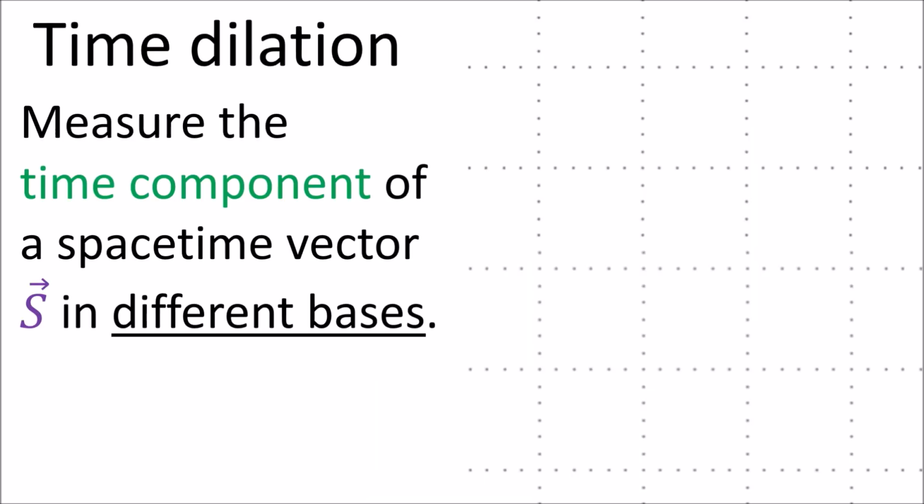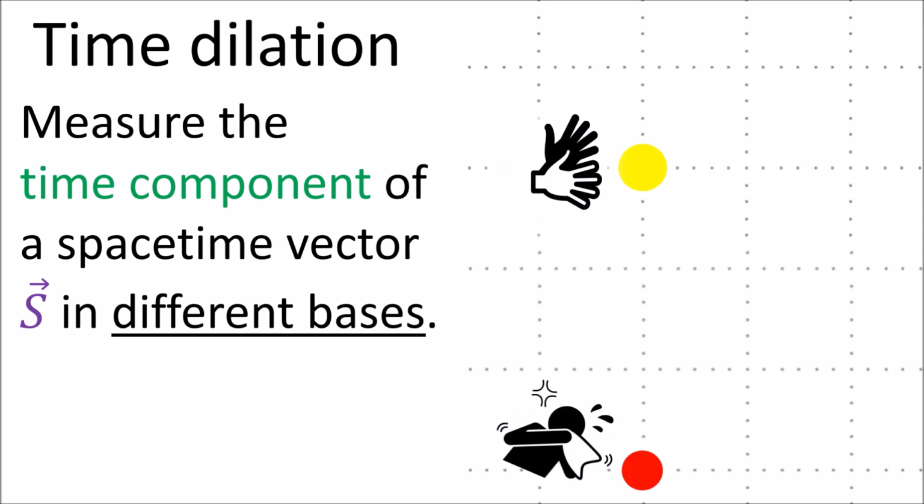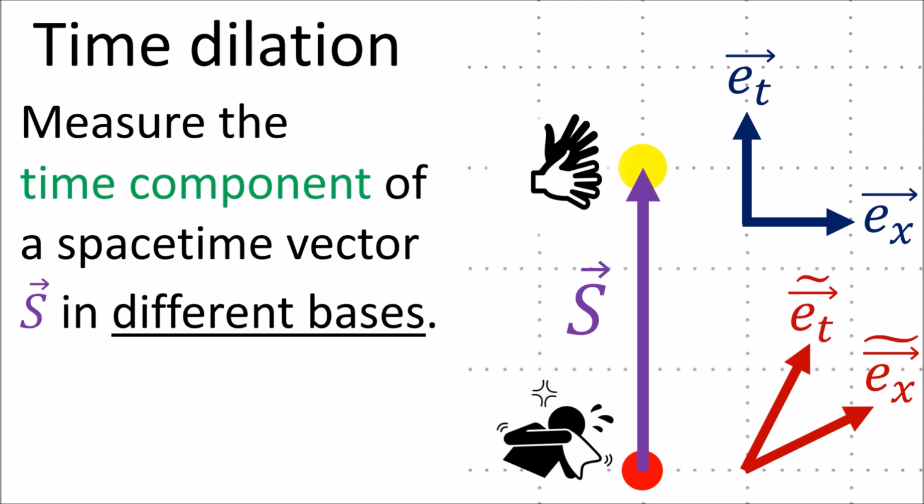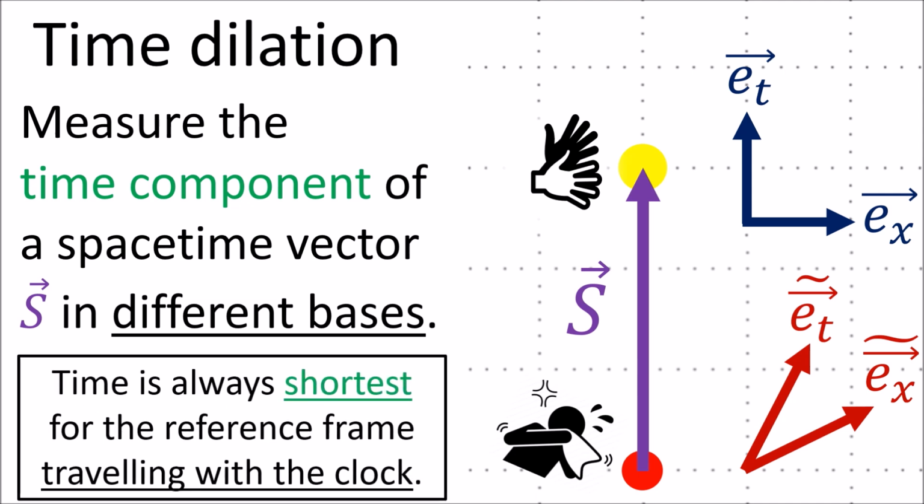So to sum up this video, remember that time dilation is just the result of measuring the time component of a spacetime vector in different coordinate systems. Also remember that the time between two events is shortest when they are measured in a reference frame that sees them happen at the same position. All other times measured will be dilated to be bigger.